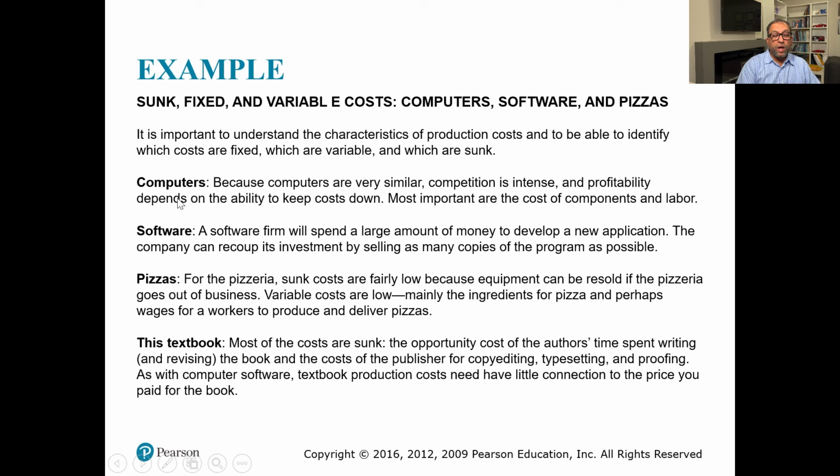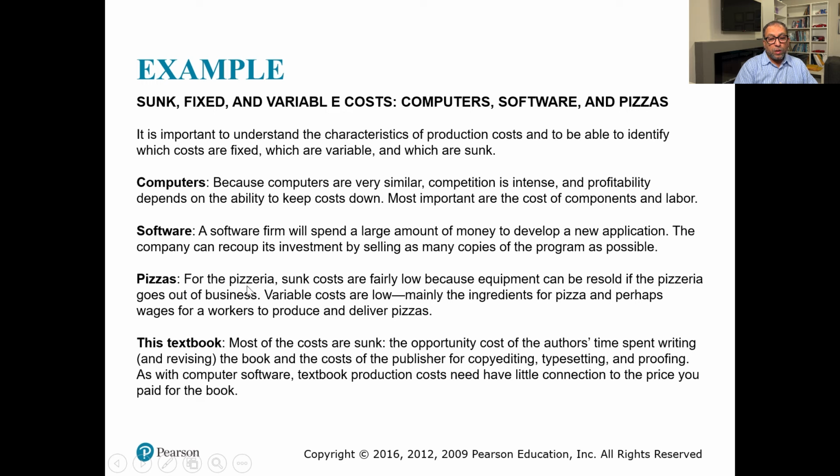So when you buy a computer, because computers are very similar, competition is intense and profitability depends on the ability to keep costs down. So most important are the cost of components and labor, so what you are using to produce computers. If you are developing software, a software firm will spend a large amount of money to develop a new application. The company can recoup its investment by selling as many copies of the program as possible. So here you see that there is a lot of sunk cost or fixed cost. Variable cost is very small.